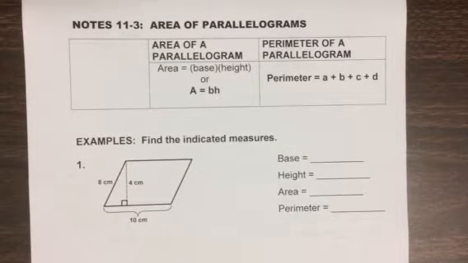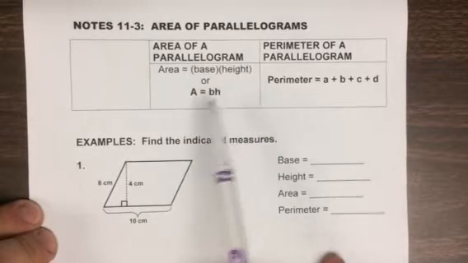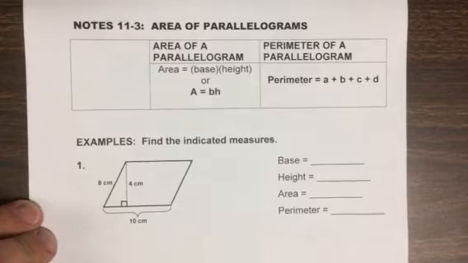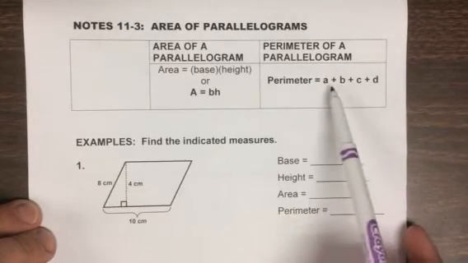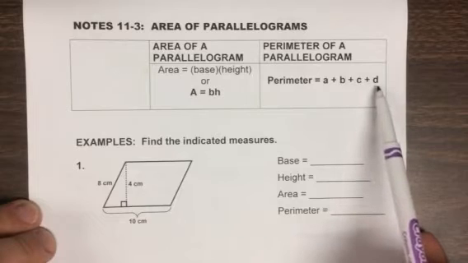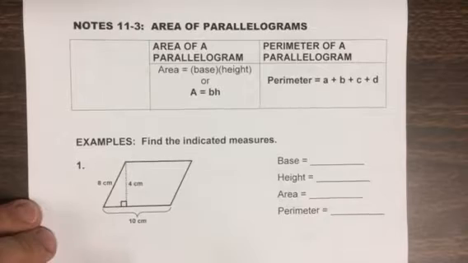Today we'll be talking about area of parallelograms and the perimeters. So looking at the formulas real quick, the area of a parallelogram is base times height, or A equals BH. The perimeter of a parallelogram is A plus B plus C plus D, which is just another way to say that we are going to add up all four sides.